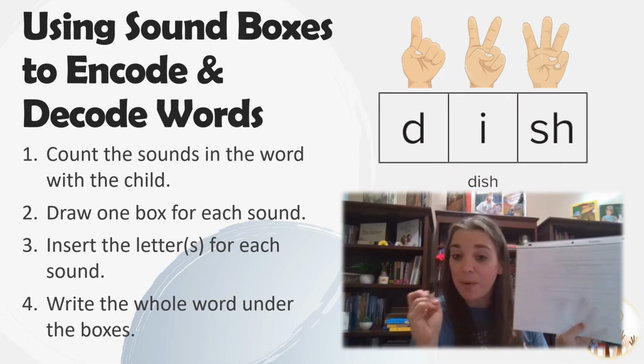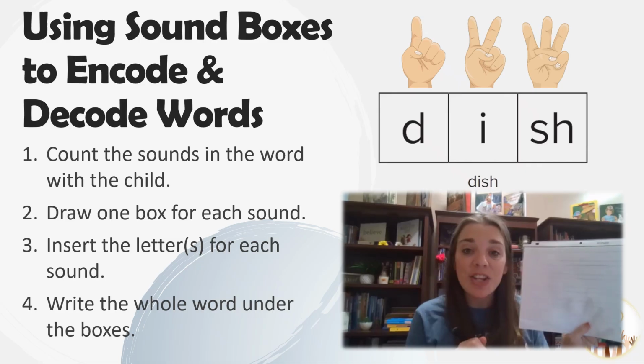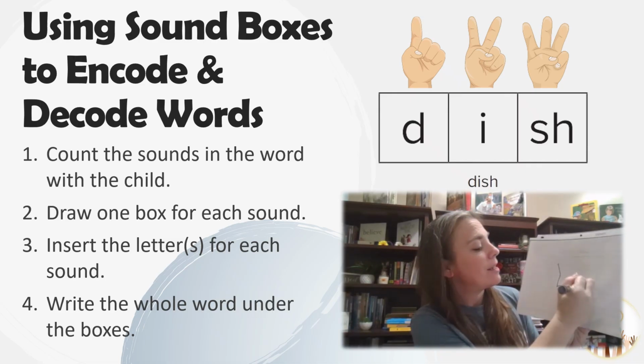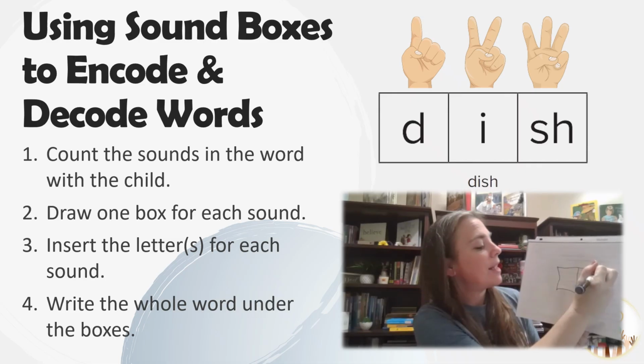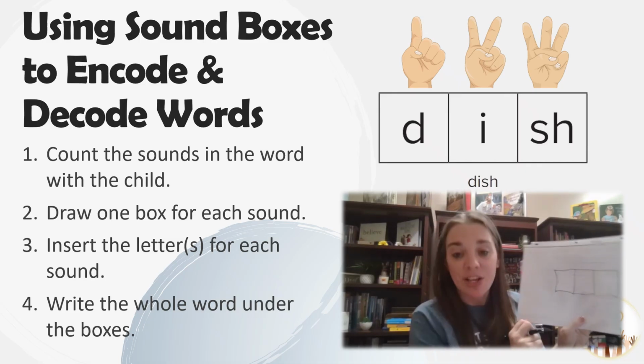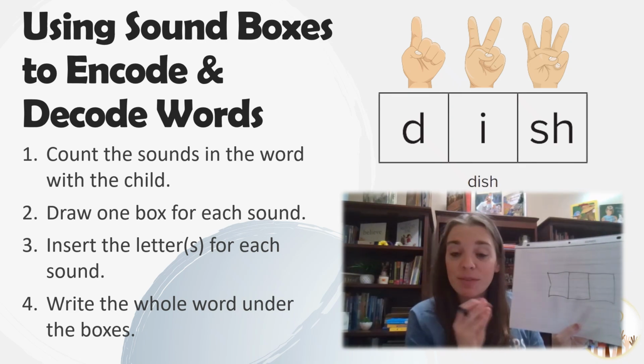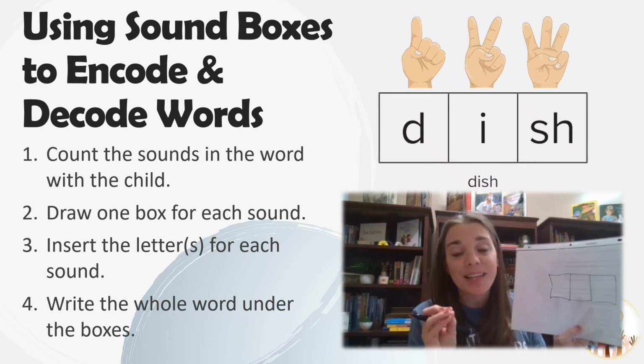The next step is to draw the boxes while saying the sound. So you're going to take a whiteboard and marker, and you're going to say each sound while you draw the boxes. Ready? D, ish, dish. Notice that I connected together my boxes. I drew them each one at a time as I said the sounds.